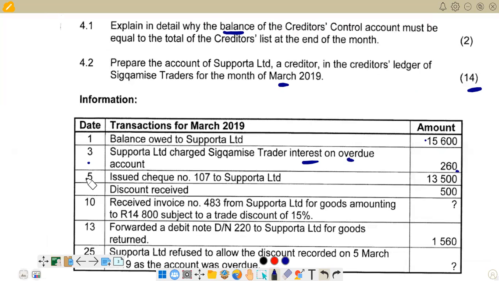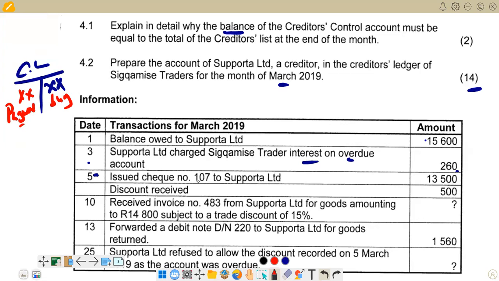Here we are now on the 5th, and it reads: issued check number 107 to Supporter Limited, 13,500. This is our creditors ledger. When we buy goods on credit, that's when we create a creditor. We credit here. When we are now making payments, we go to the opposite side to reduce this amount, so we go to the debit side. When we buy, we credit, but when we pay for the goods that we are owing, we go to the debit and enter that amount.